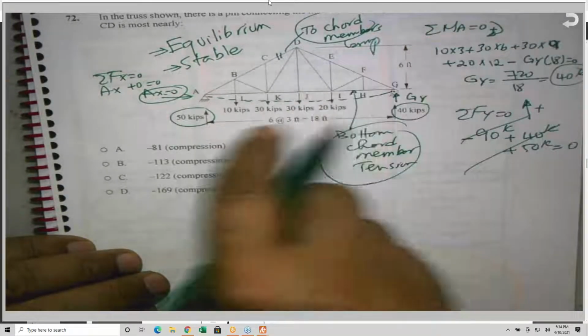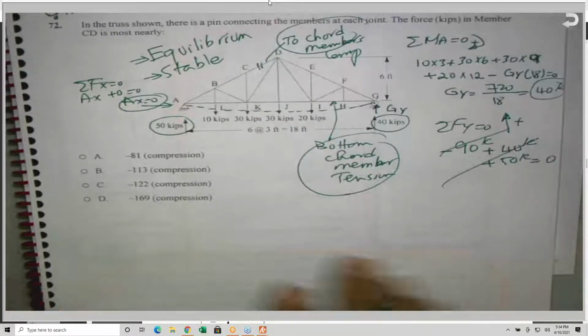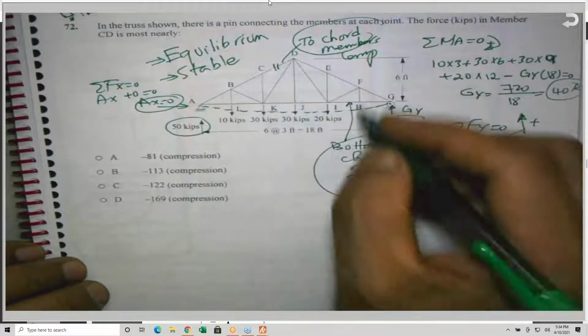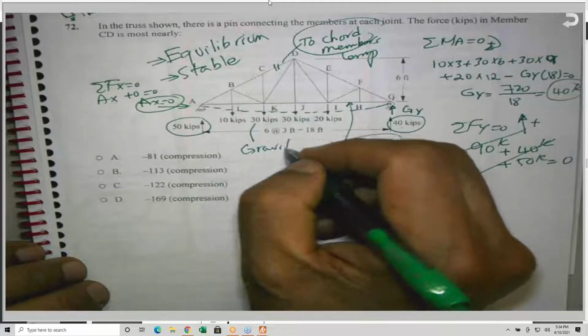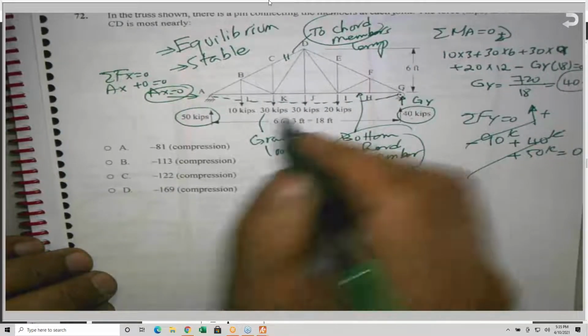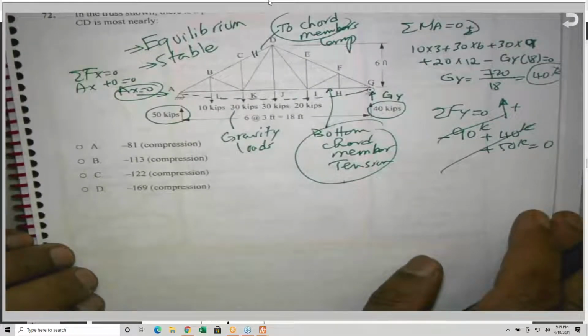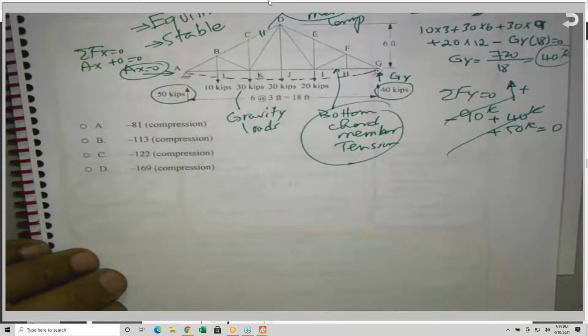For this given loading, it depends on the load, but normally these are gravity loads, not lateral loads. Anything coming down is a gravity load. We are going to see the difference between gravity loads and lateral loads later on.